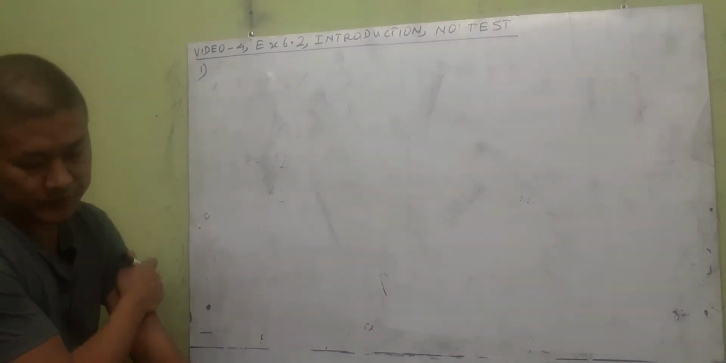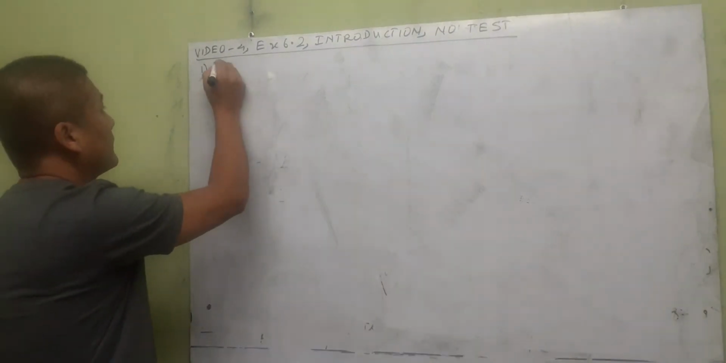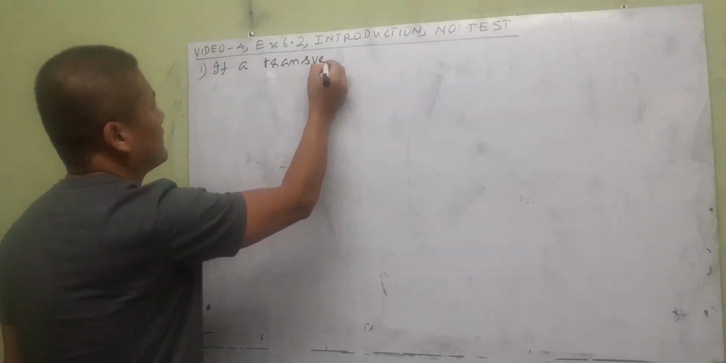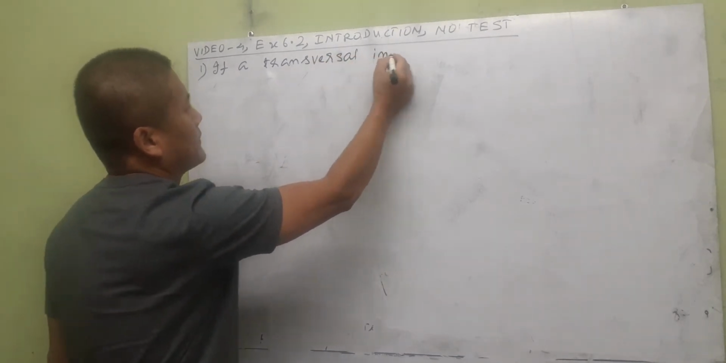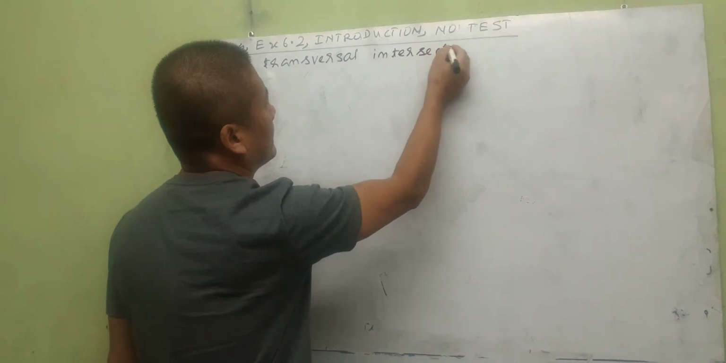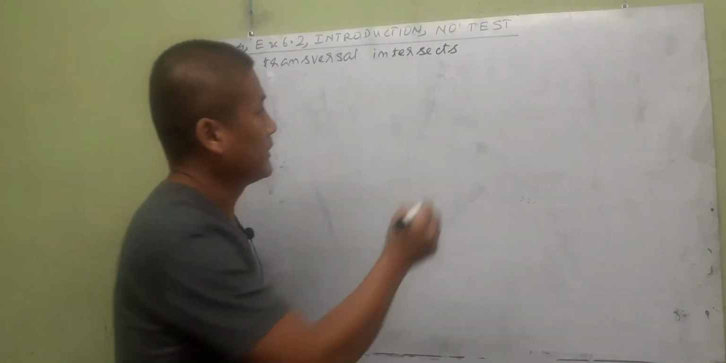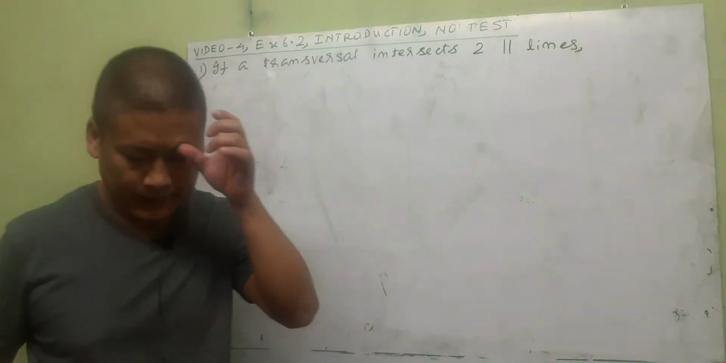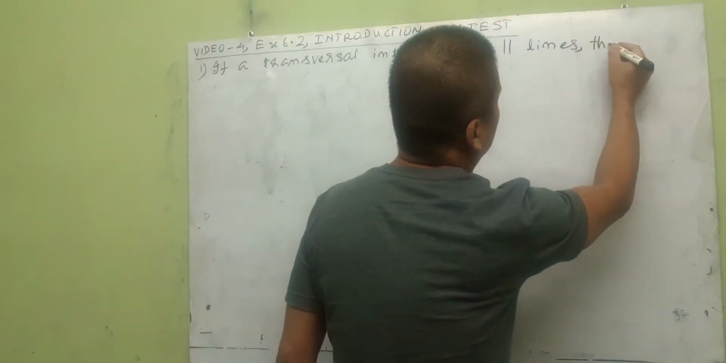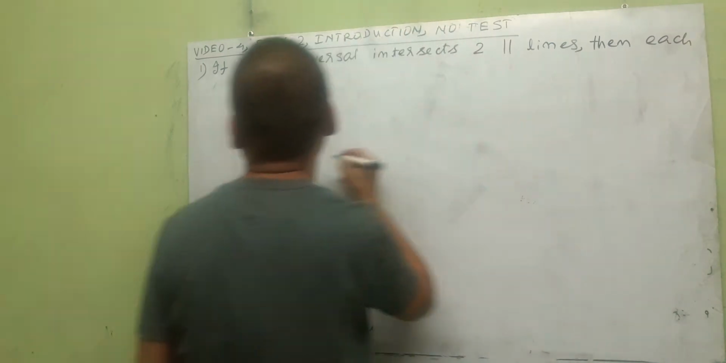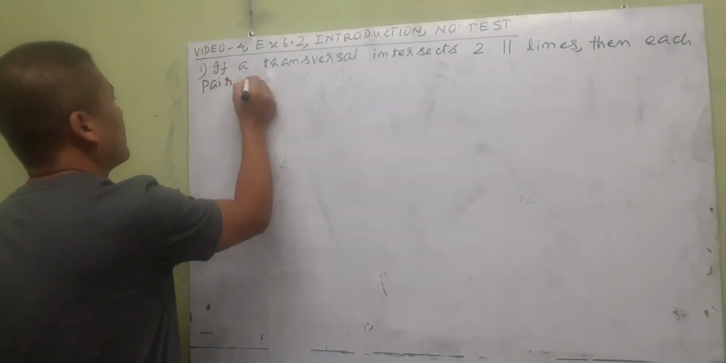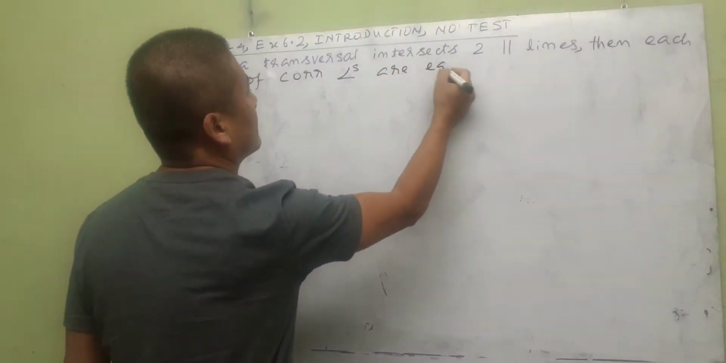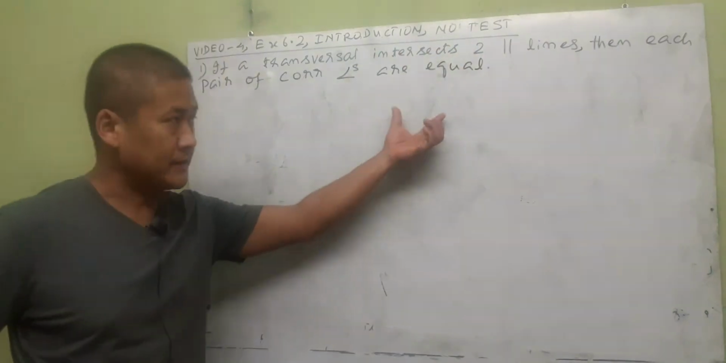So here, the first one is the theorem. If a transversal intersects two parallel lines, then each pair of corresponding angles are equal. Write it down along with me. So this is a theorem we're going to use in this chapter, okay?